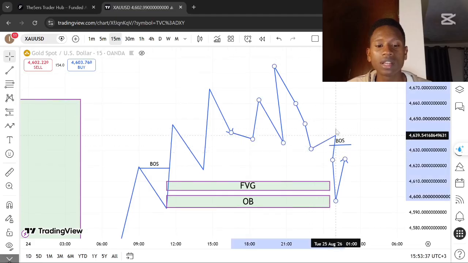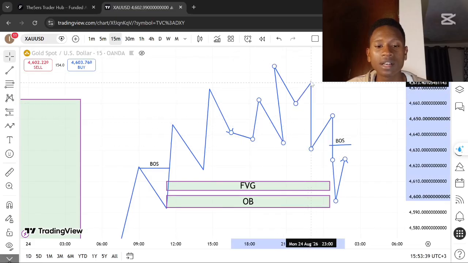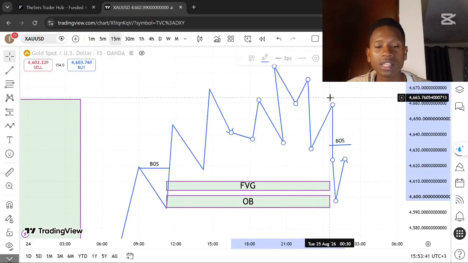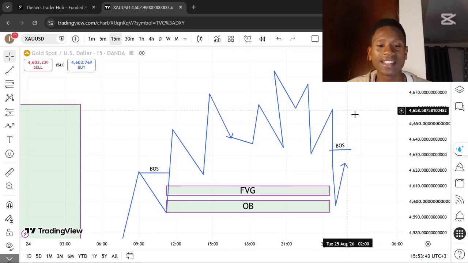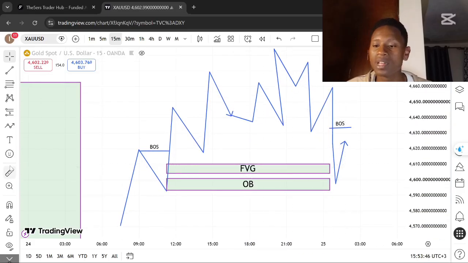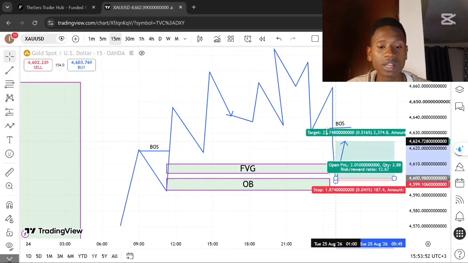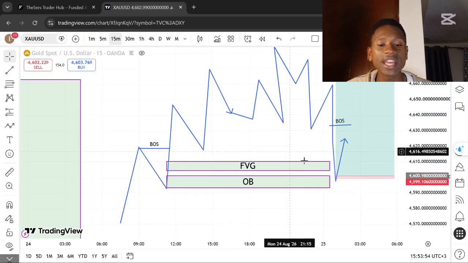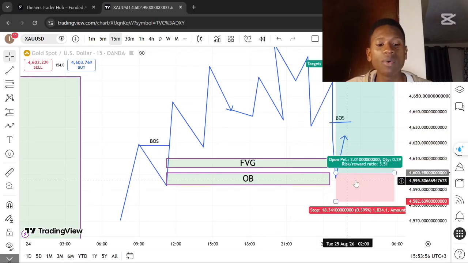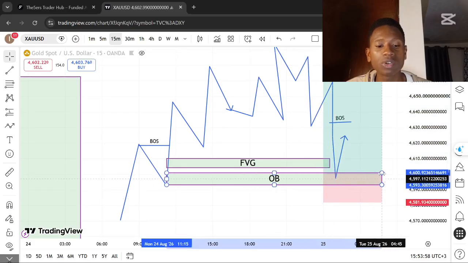Okay, this looks really bad. Okay, good. Now, from this point, you're supposed to position for a buy. It doesn't matter if it took ages for you to come back. You're supposed to position for a buy from this order block.